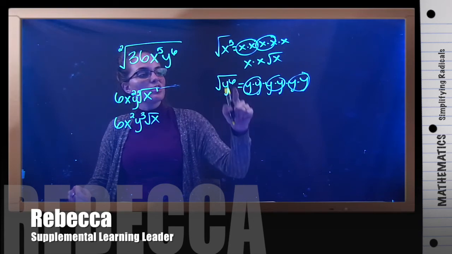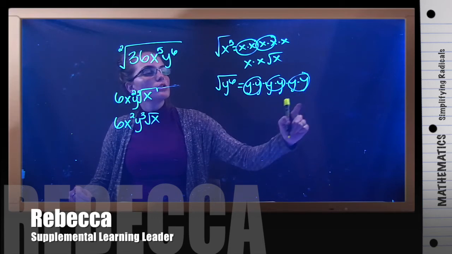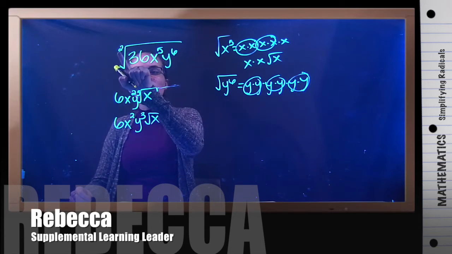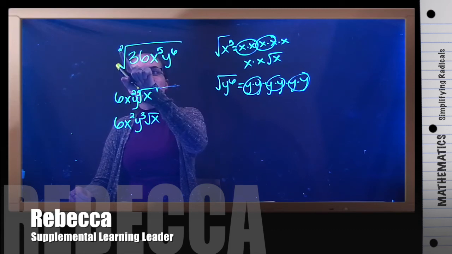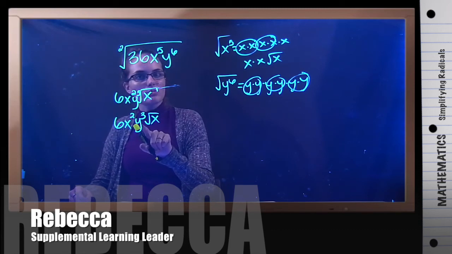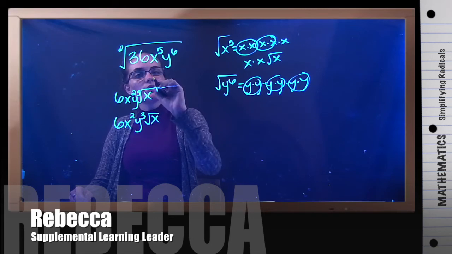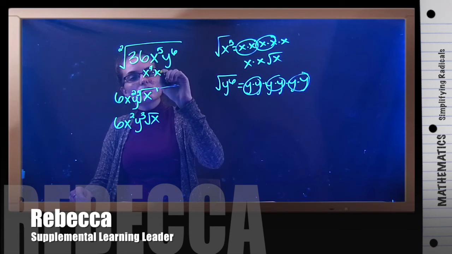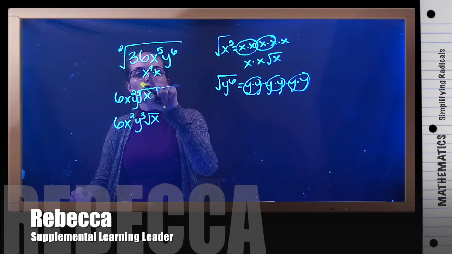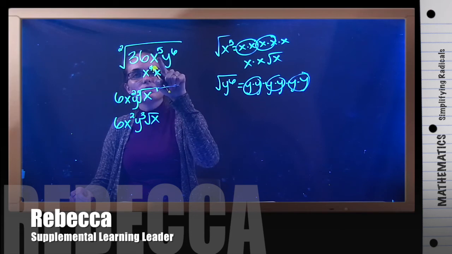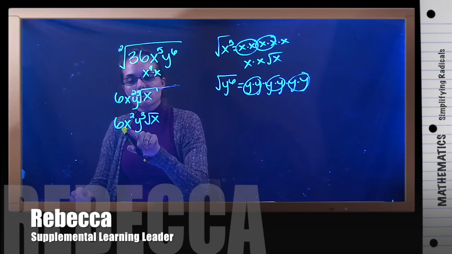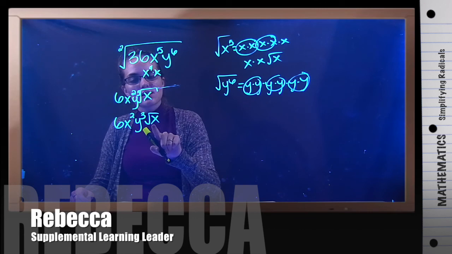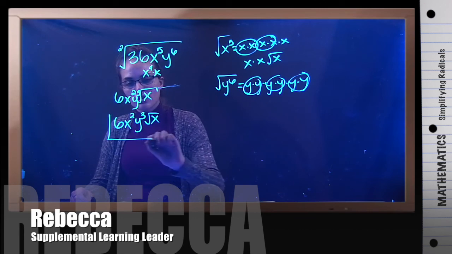Now, when these numbers get bigger, you're not going to want to write all of them out like this. So what you can think about is divide by the index. Like 6 divided by 2 is 3, and that's why we got y cubed on the outside. And when you have an odd number, you can take one out and then divide. So x to the 4th times x makes x to the 5th. And then you can do your division. So 4 divided by 2 is 2. So you have x squared on the outside, but you still have this one left over on the inside. So this is our final answer.